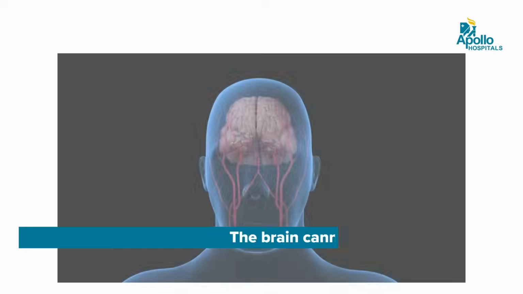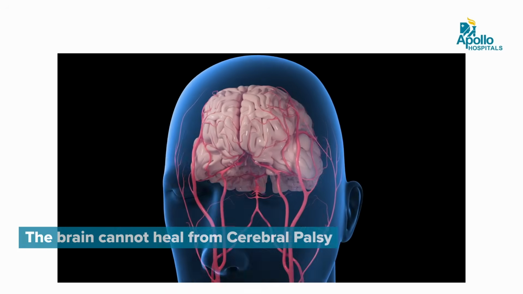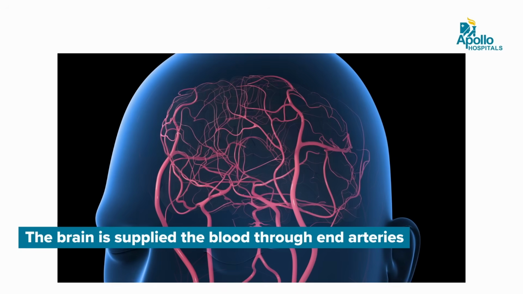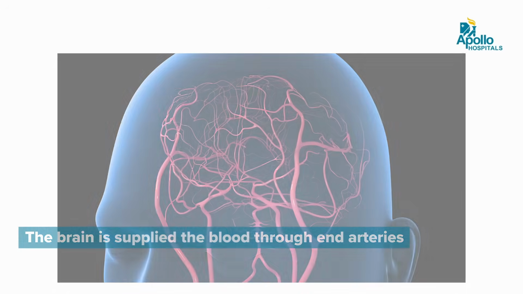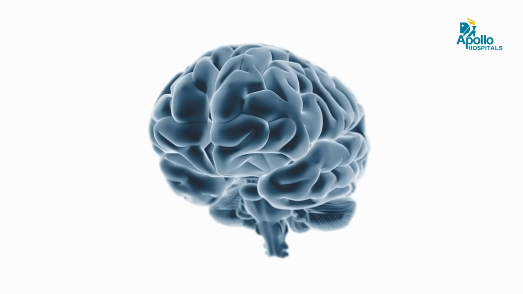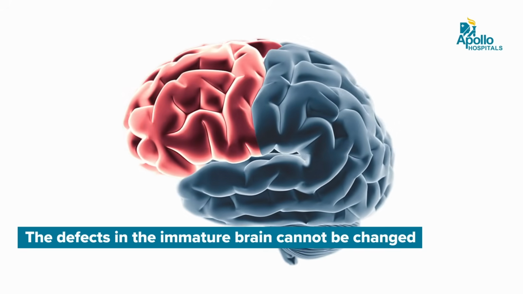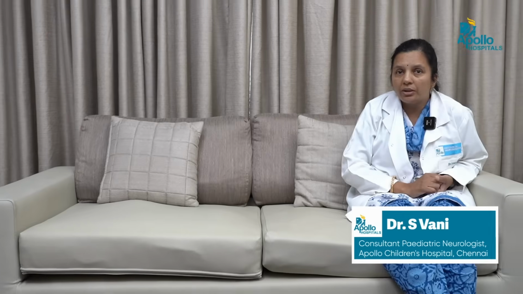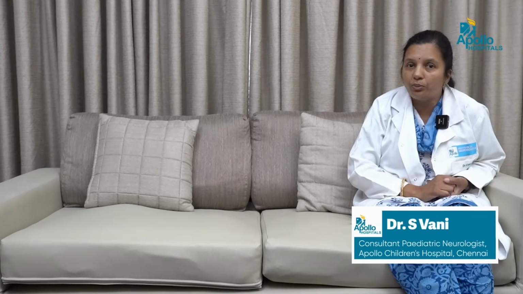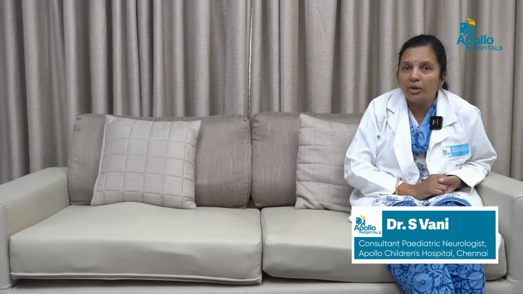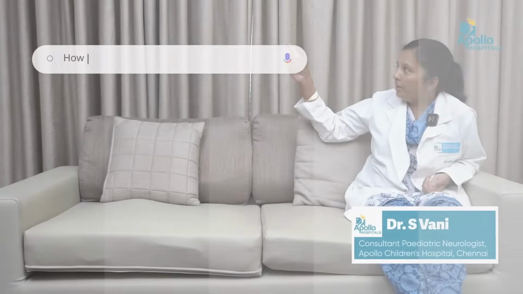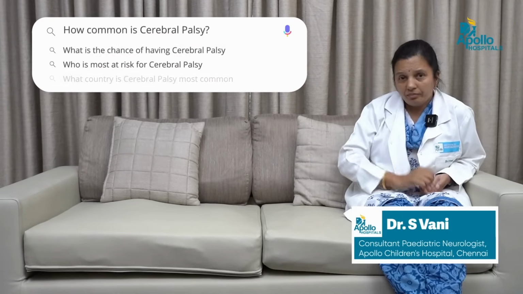Can the brain heal from cerebral palsy? Not really, no. The brain is a structure which is supplied by arteries that are called end arteries. So, when we have a defect in the immature brain, it becomes an irreversible defect. We cannot change the defect, but we can try and encourage the rest of the brain to work better than what it normally does.